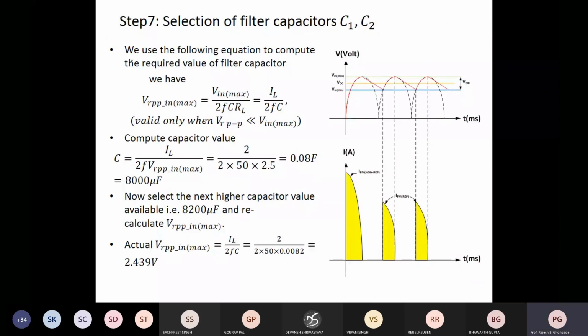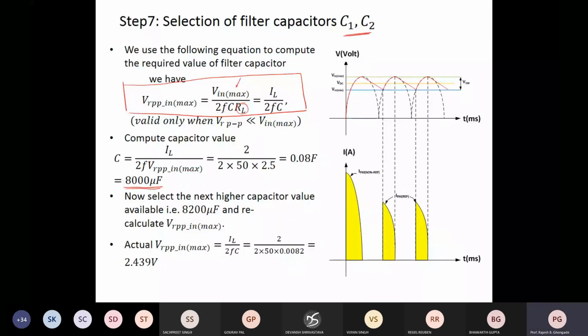Next is the selection of the filter capacitors C1 and C2. We use this equation for the same. What does it say? The maximum peak to peak ripple is given as the maximum input current divided by 2 into F into the capacitor, under the worst case maximum load condition. If I use this equation, I can get the capacitor to be 8000 microfarads. Now we have to select the next higher value.